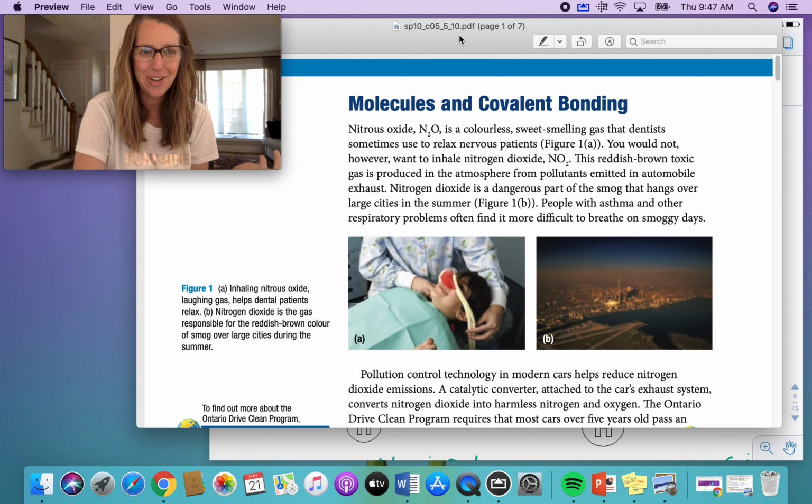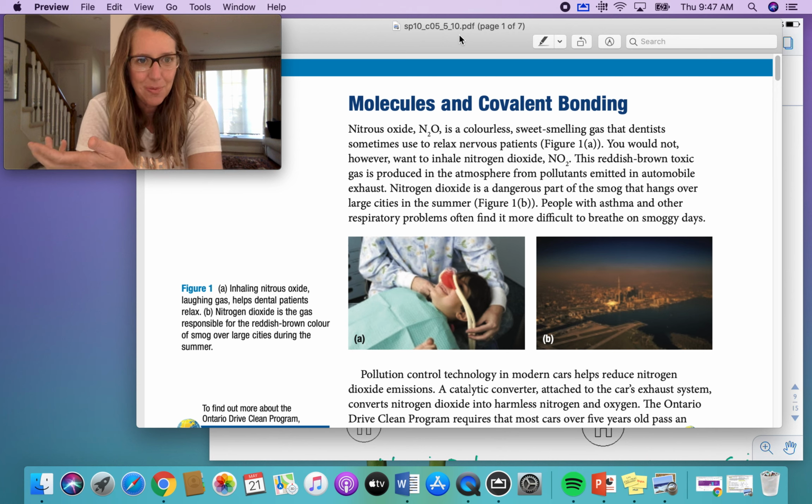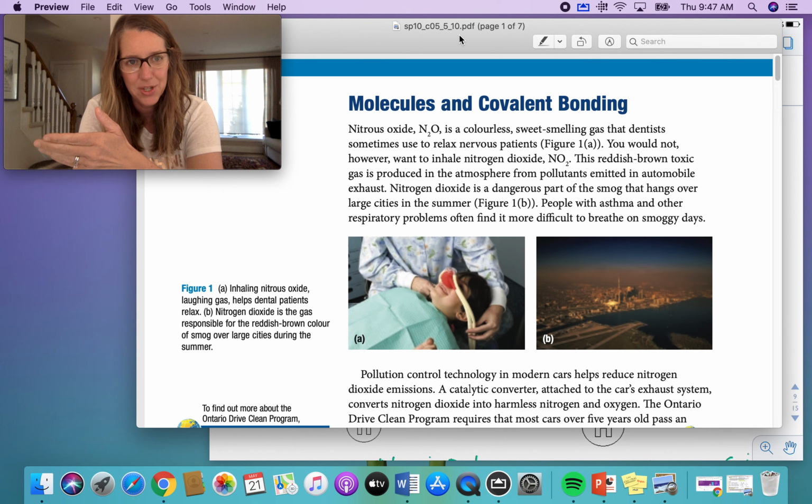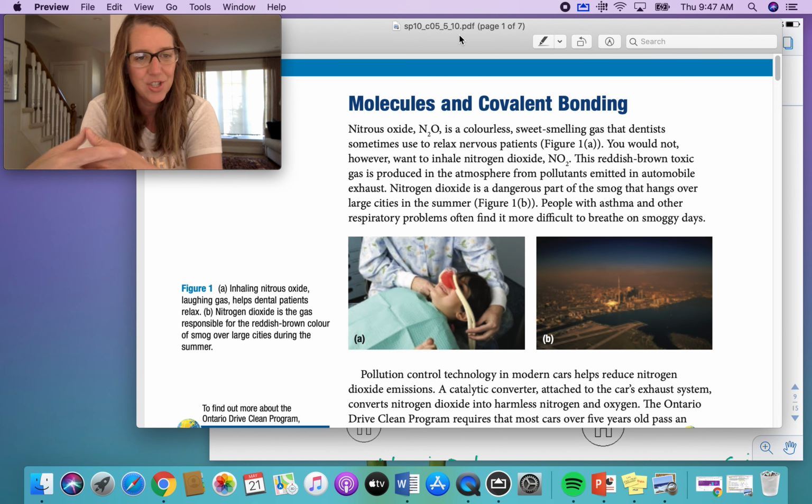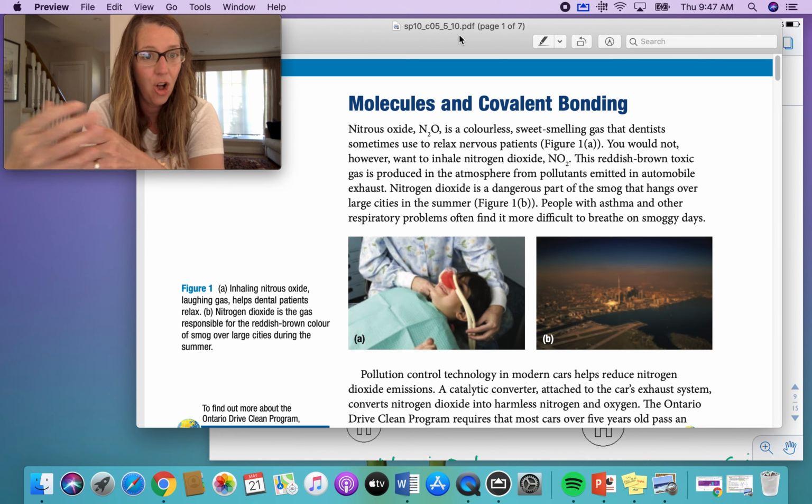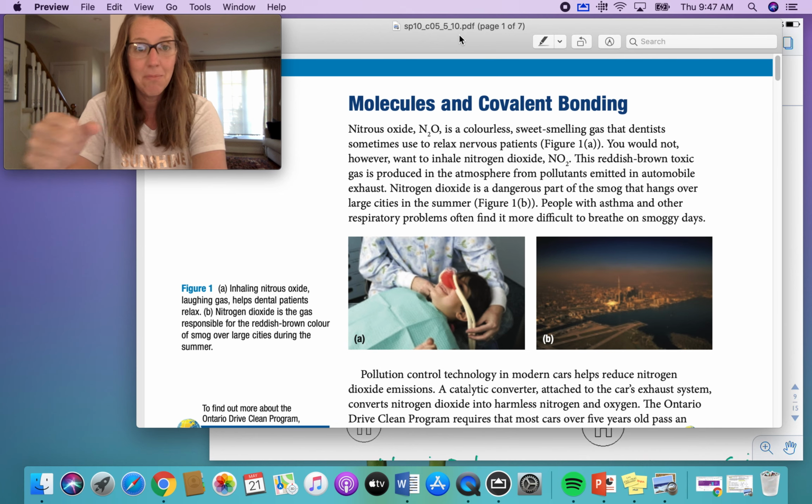Remember when I said in grade 9 it was really important that you remembered which side of the periodic table the atoms were on? You just had to remember that the metals are on the left and the non-metals are on the right. Now we're going to use that. Just look on your periodic table, and if it's a compound made up of all non-metals, then it's a molecule.